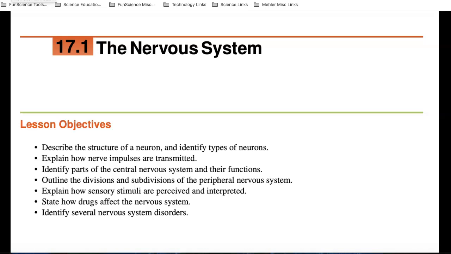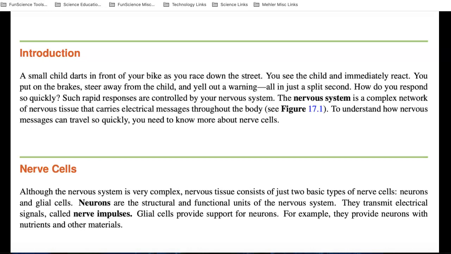Welcome to the screencast for 17.1, the nervous system. We're going to be looking at something called a neuron, and another name for a neuron is the nerve cell. So we're going to be looking at neurons, different types of neurons, how impulses are transmitted. We're going to be identifying the parts of the central nervous system and others. So let's take a look.